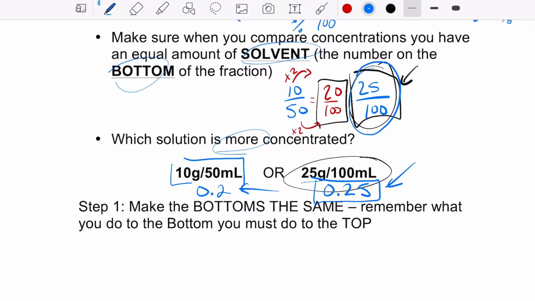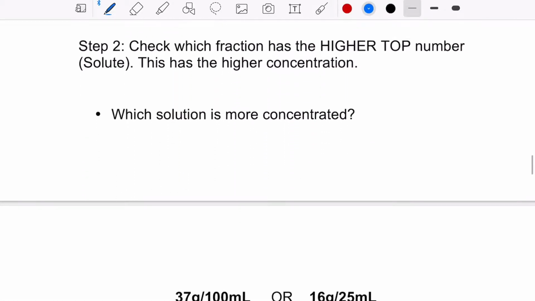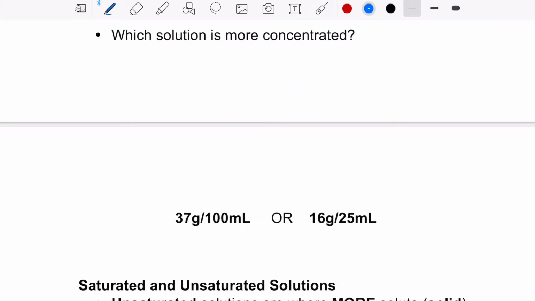It means that it would have more juice particles. It means that it would just taste more like Duz's juice and not like my mom's. So that's how you figure out which solution is more concentrated.